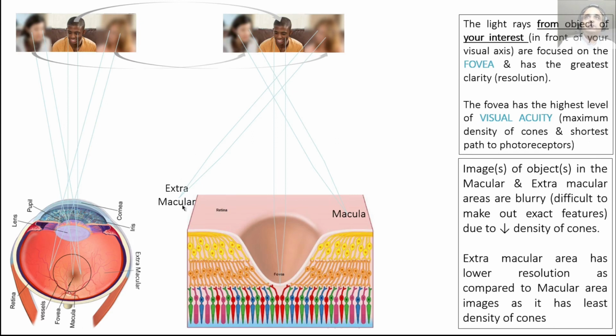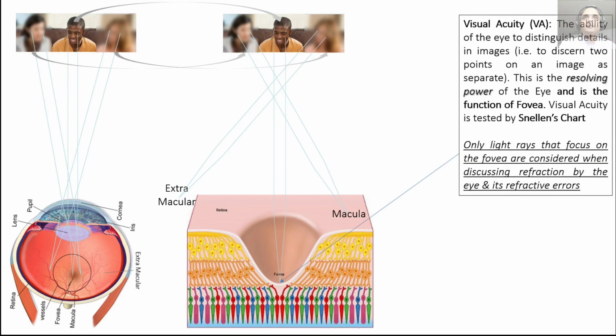So the reason I'm showing you this picture is that when you want to check the function of the fovea, you do visual acuity. But when you want to check the function of the rest of the retina, you do something called a visual field. Visual acuity is only checking the function of the fovea, while visual field is checking the function of the rest of the retina, usually not the fovea, because the fovea is checked by doing visual acuity.